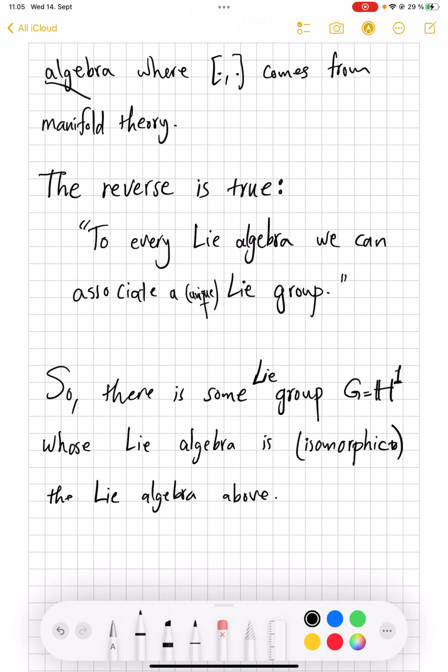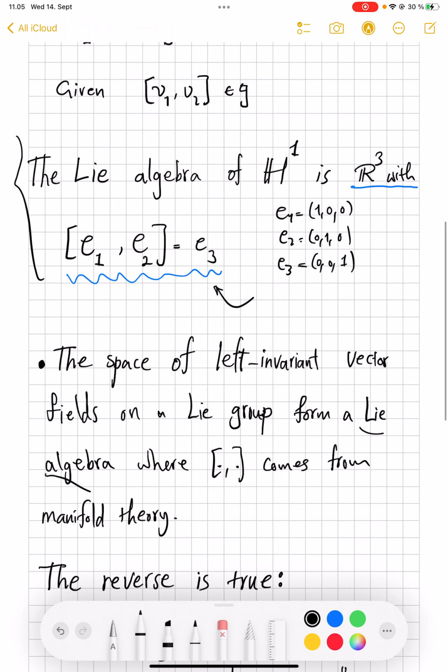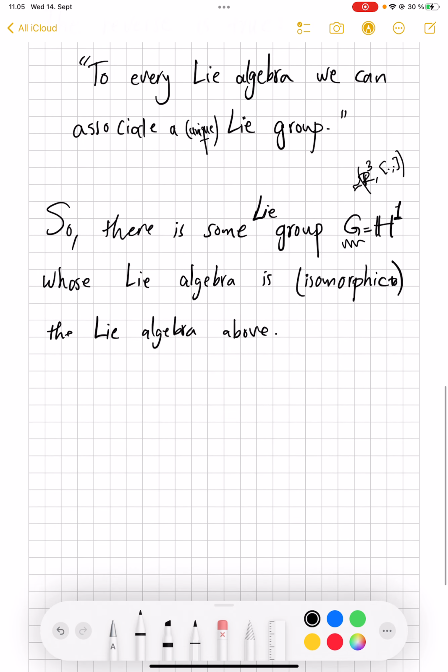That means the tangent space at identity of this G is a copy of R3, and there is a bracket operation that is exactly this one here, that E1 and E2 give E3 and other brackets are 0. Now, how useful is this? Not that much, because what is this group? How do you multiply elements in G?